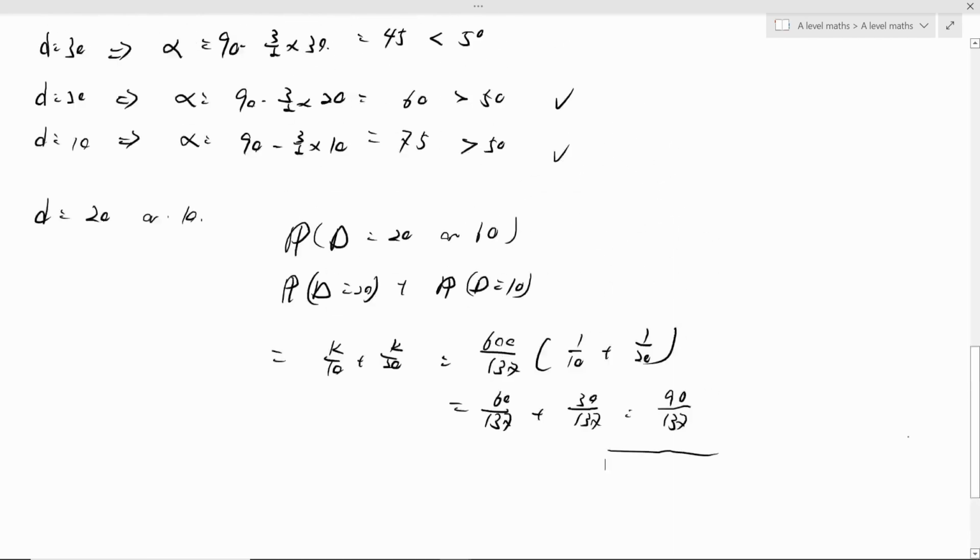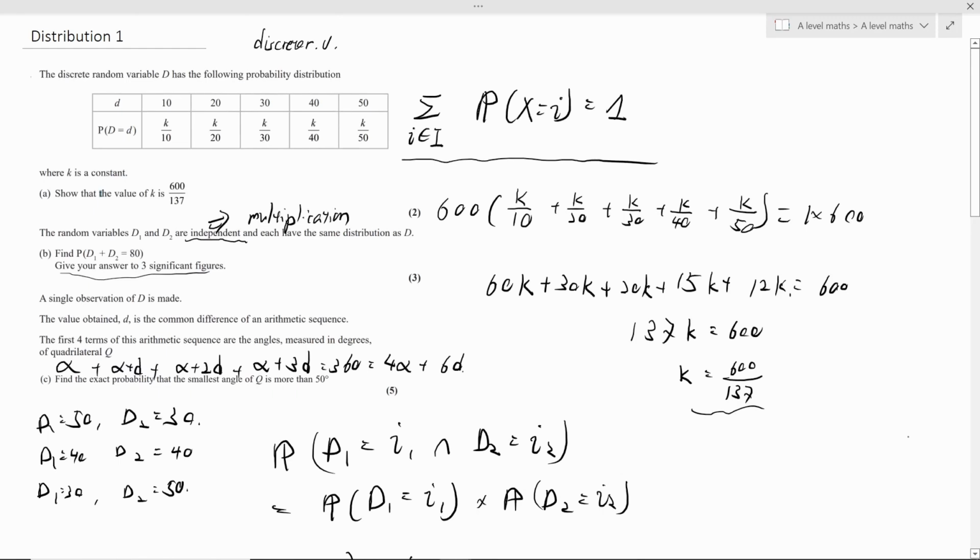Now let's just summarize for this question. Okay, quite an interesting question because it actually examines lots of different concepts. So the first part, what's the most important thing for you to remember is this formula here, that the sum of the probabilities of all the possible events gives 1, okay?